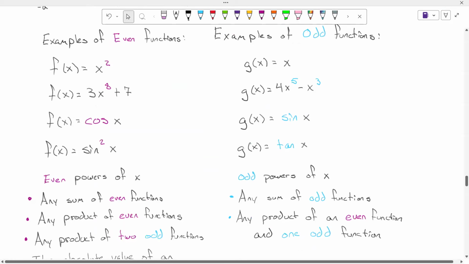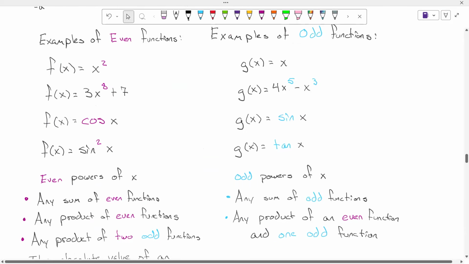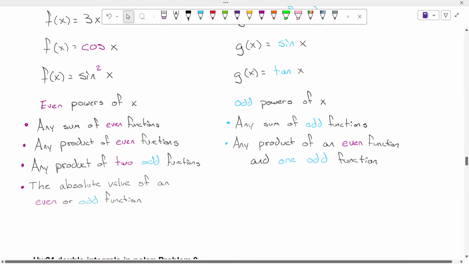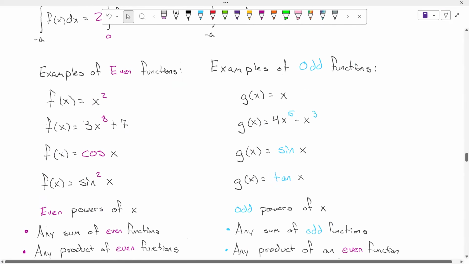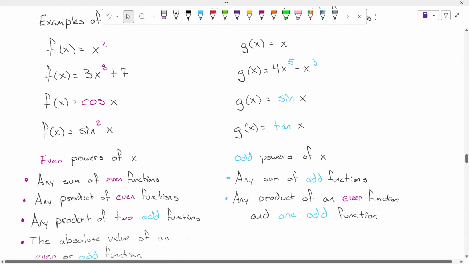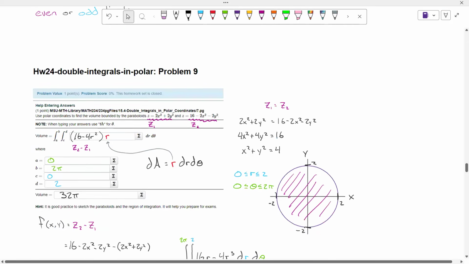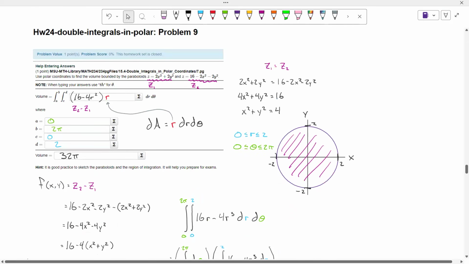Examples of even functions: polynomials with even powers, including constant functions. Cosine of x is an even function. Sine of x is an odd function, but sine squared is an even function. So, a bunch of examples there. Odd functions: odd-powered polynomials, sine x, tangent x. Those are nice. That can be helpful for evaluating a few things.